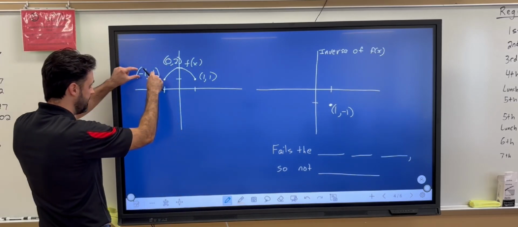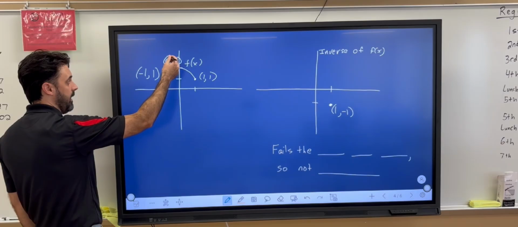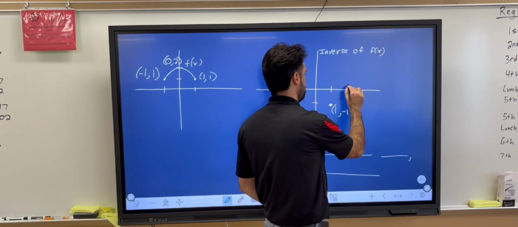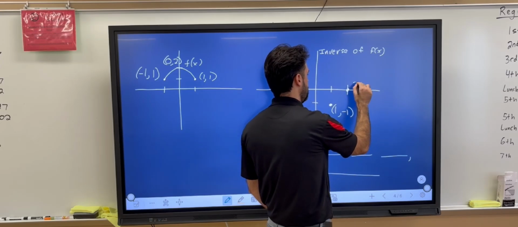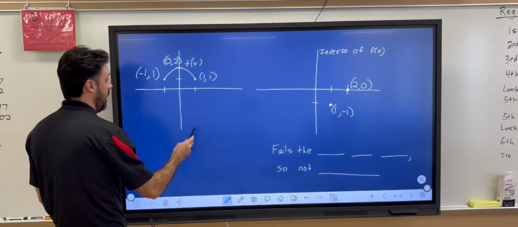Again, I'm swapping the order. I'm not just moving the negative here. At the point (0, 2), well, if we switch x and y, now it's at (2, 0). I'm just switching the order of the x and the y there. And then our last point.